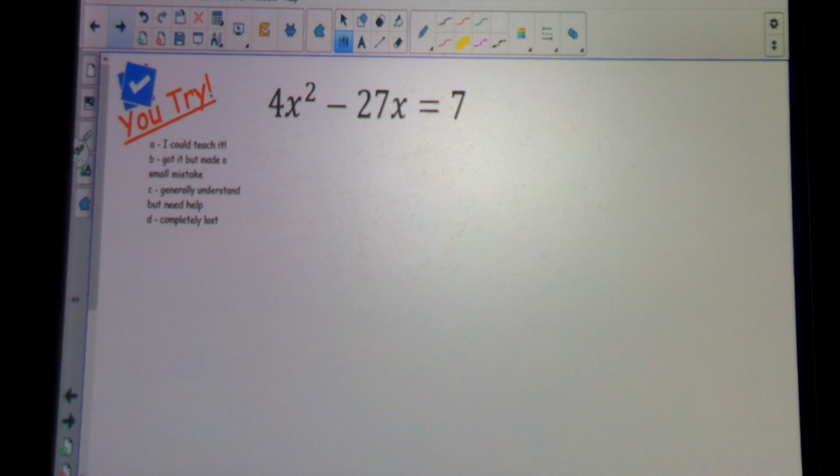So right now, you try, get it over, make sure it's equal to 0. Then go ahead and start factoring. When everyone seems to be done, go ahead and push play again. Right now, pause it.